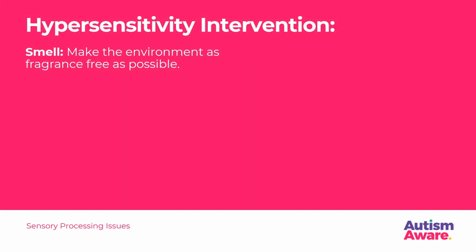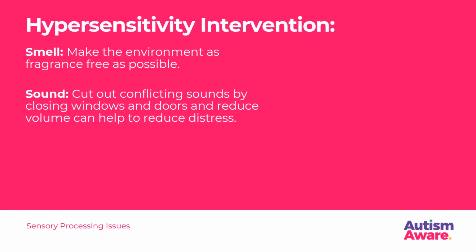Smell. A child might find certain smells overwhelming. Make the environment as fragrance-free as possible. Sound. Sounds of a particular volume or pitch can be extremely distressing for children who are hypersensitive to sound. Cut out conflicting sounds by closing windows and doors and reduce volume. This can help to reduce distress.